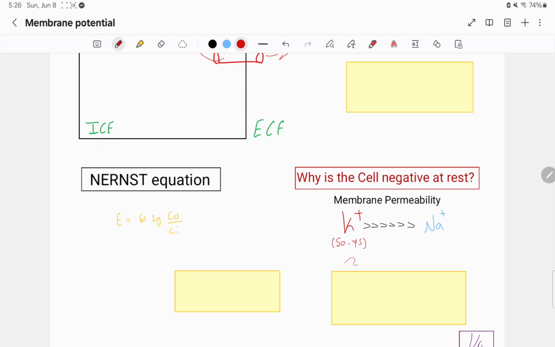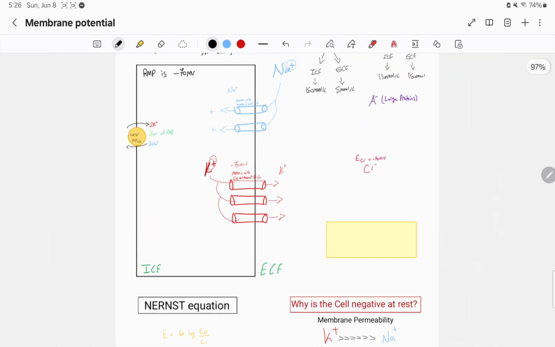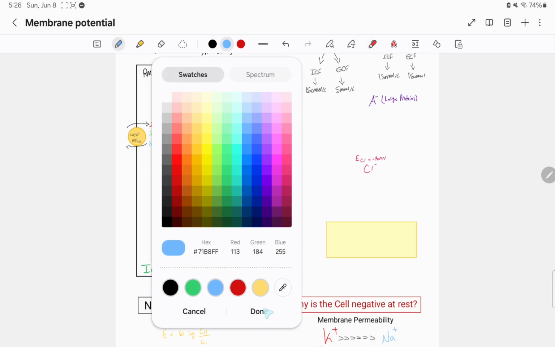Permeability in this scenario really is talking about the fact that potassium has more channels on the membrane compared to sodium. Well, what kind of channels am I talking about? These channels right here. I didn't draw 3 channels and 2 channels here by accident. There are more of these potassium channels than there are these sodium channels. But what are these channels called?